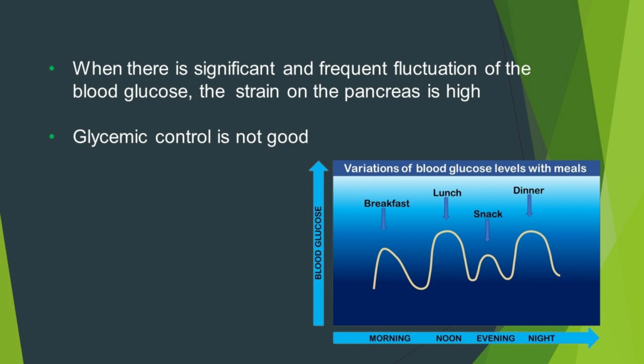As you can see in this diagram, after each meal there is a rise of blood glucose level. This rise of blood glucose level depends on the amount of carbohydrate in the diet, and also it depends on the quality of the carbohydrate. If a patient with diabetes mellitus is taking large loads of carbohydrate in the diet with high glycemic index food items, their blood glucose control is going to be poor.